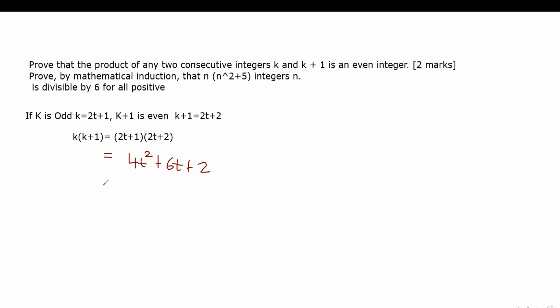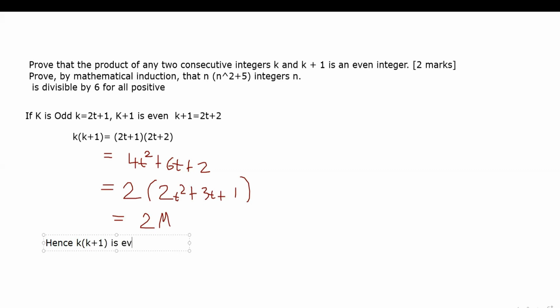Now, Marika, we can factor out 2 and write it as 2 times in bracket 2t squared plus 3t plus 1. We can call this number m. So it's equal to 2 times m. But once I get 2 times some number, that is even. So hence, k times k plus 1 is even.